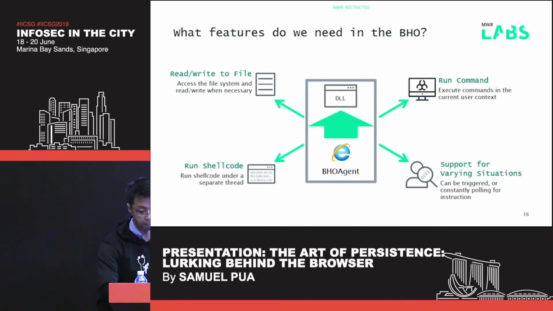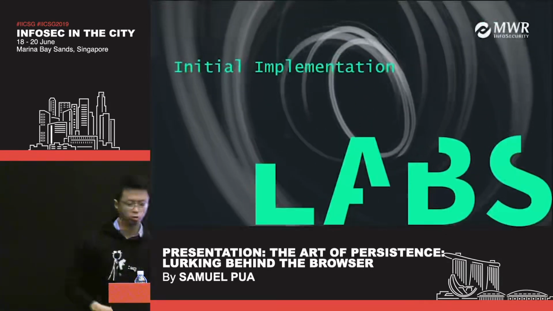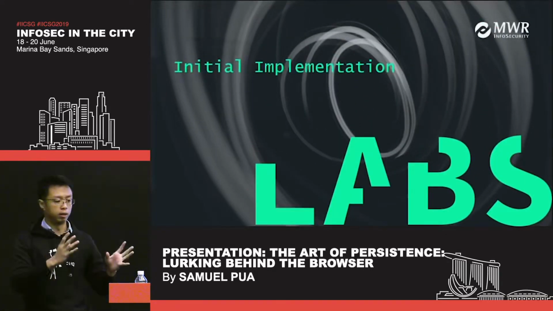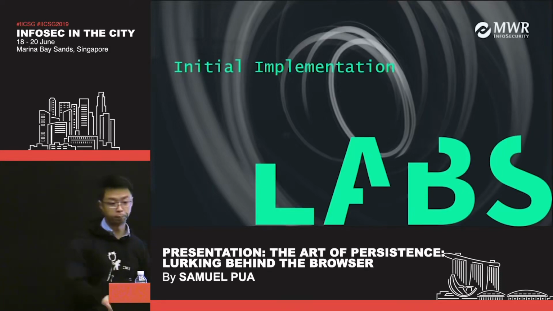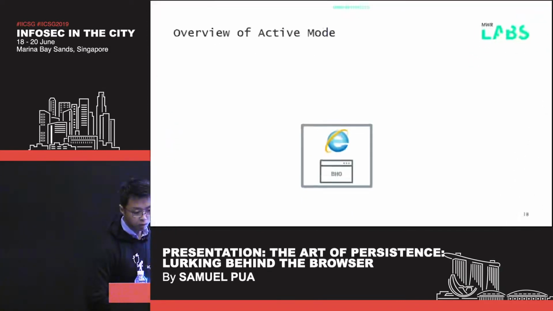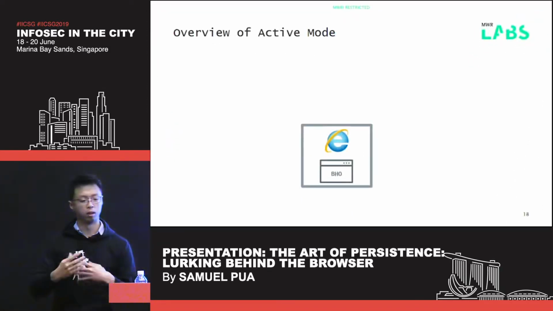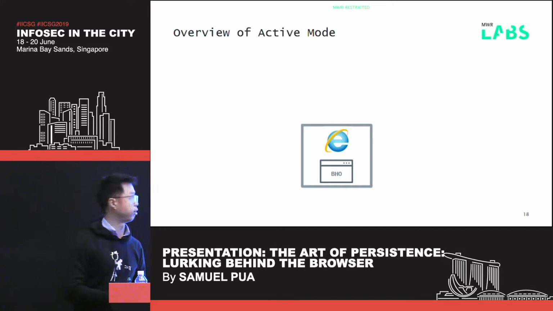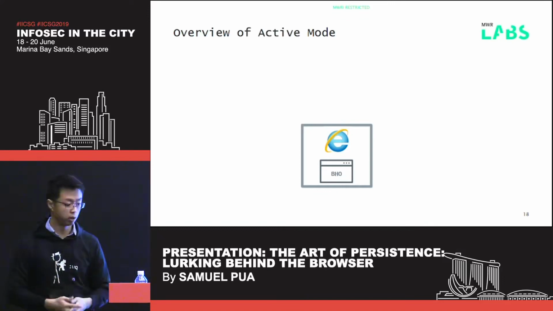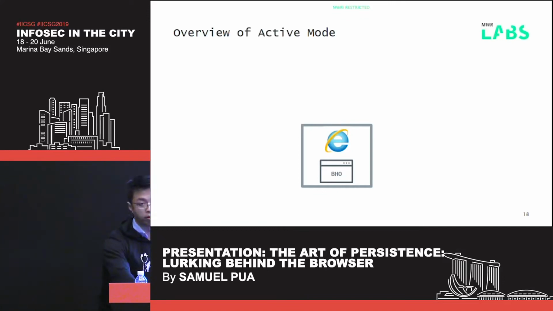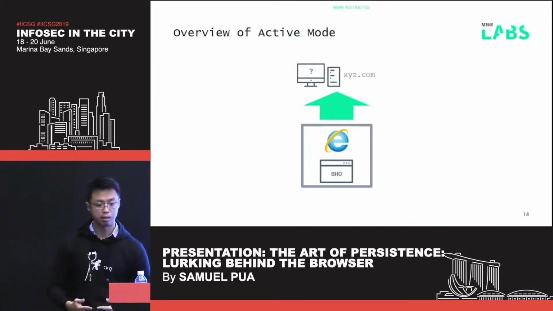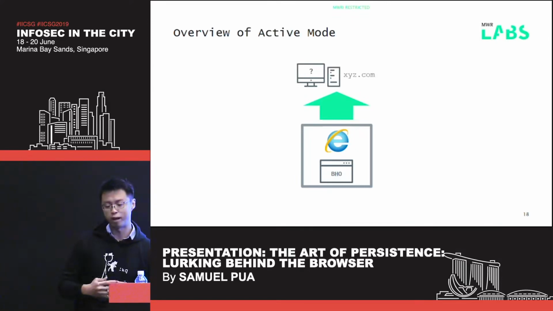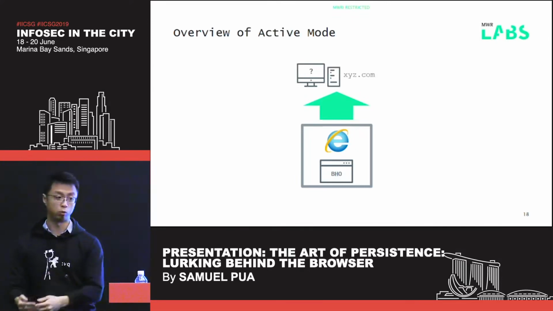All right, so now we have the idea of what we want in the BHO. We started to think of how we actually implement and develop it. Just to give a high-level introduction of how the active mode mechanism will work. First, Internet Explorer will actively poll a server. In this case, let's call it xyz.com. For us, xyz.com is not our C2 server.